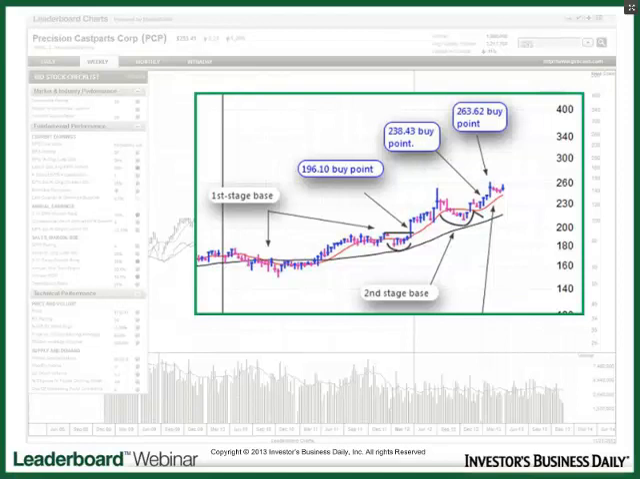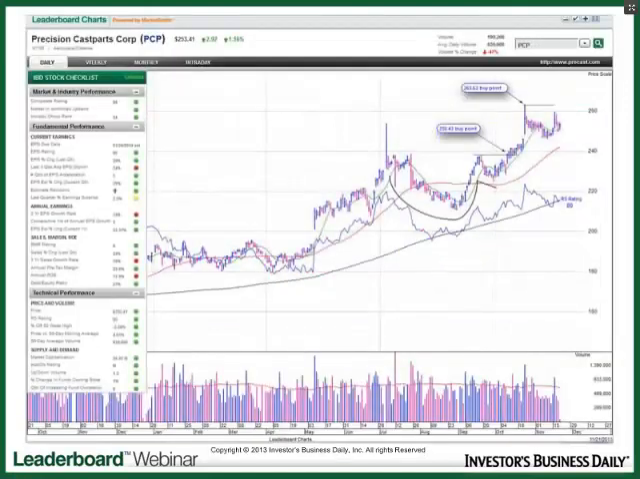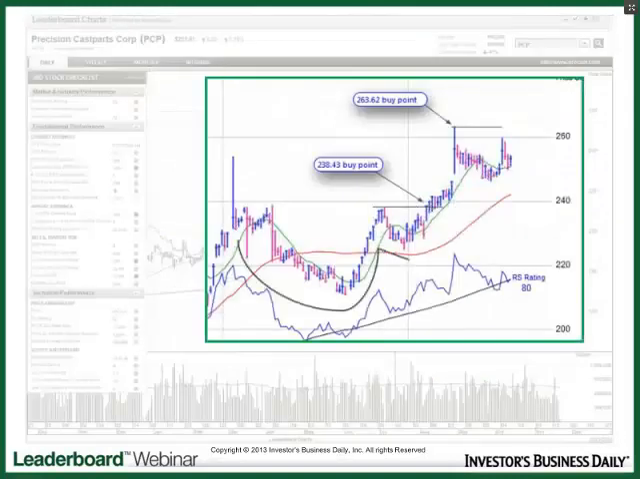Let's take a look at the daily and zoom in on that. And so now that buy point is right around 263, and actually it looks like if this consolidation holds up, maybe we might move the buy point a little bit lower, because there seems to be more recent resistance right around 260. So that might be something that you'll see change over the next few days.